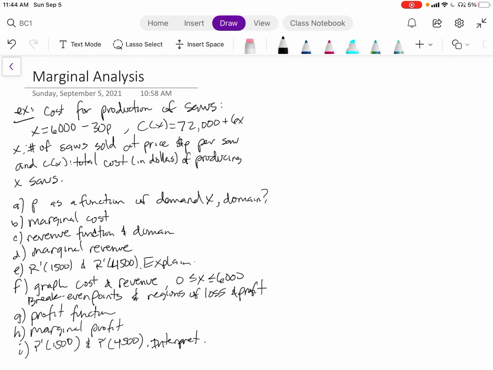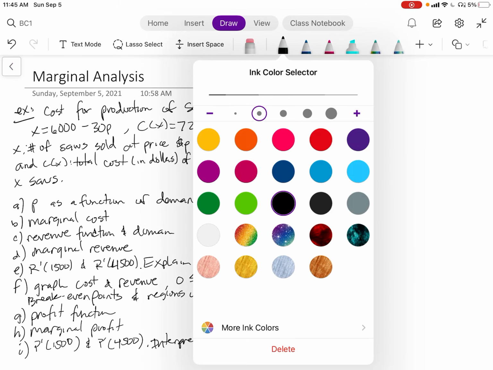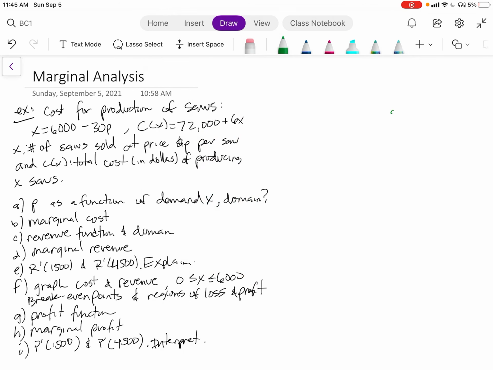Okay, we're going to look at an example here for marginal analysis. We are given this function for x. It's the number of saws sold at a price in dollars p per saw. And then a function c of x, which represents the total cost in dollars of producing x saws. Okay, part A. We have different parts of this problem.